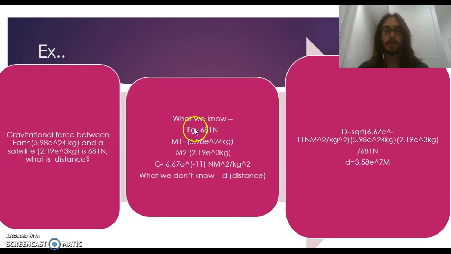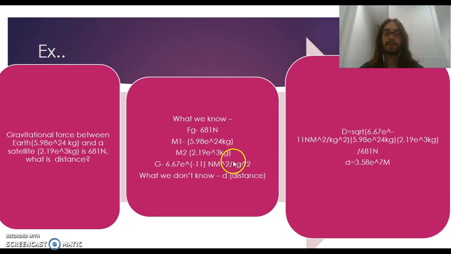So what we know, F of G is 681 newtons. M1, which is Earth, we know this from the last one. M2, which is that satellite, 2.19 e to the third kilograms. And the gravitational constant, which is 6.67 e to the negative 11th Newton meters squared over kilograms squared.